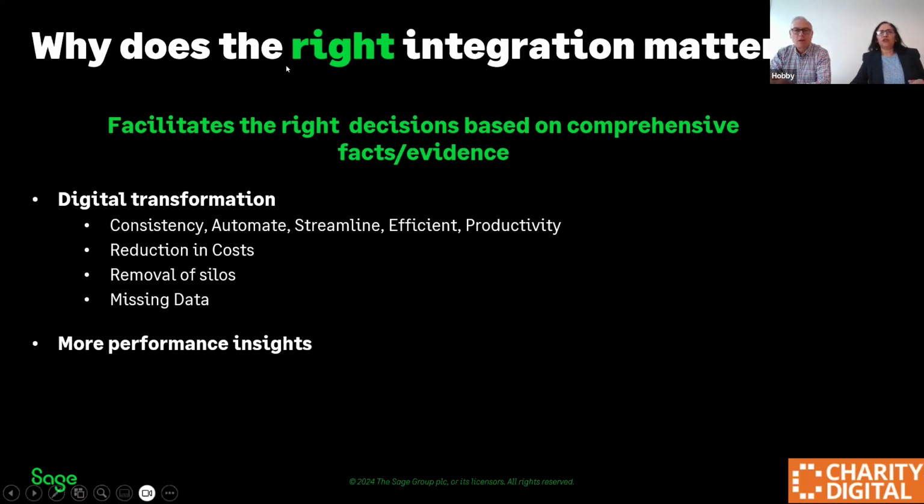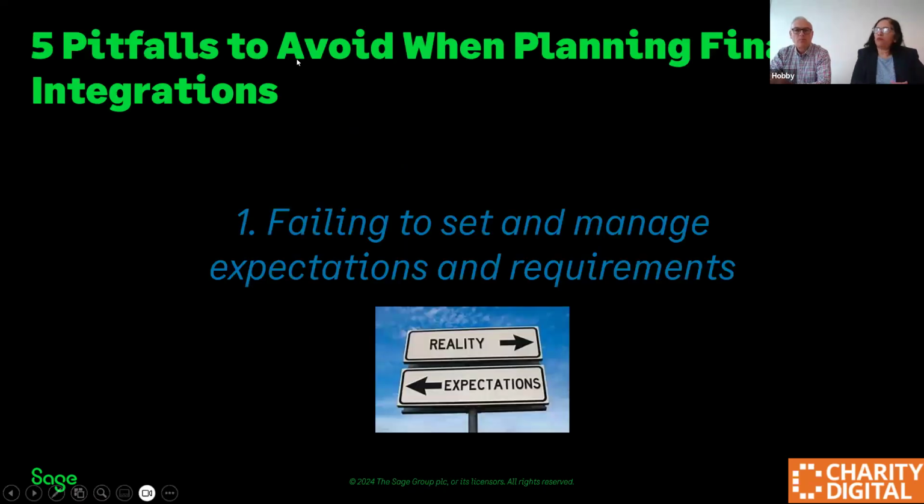Okay, so let's start looking at some of the pitfalls to consider when thinking about planning financial integration. One of the first pitfalls, again, is about failing to set and manage expectations and requirements. So one of the things I want to do is we're going to put out a poll that you can just answer in the background to talk about whether you as an organisation have a trading arm, because that also is going to lead to why we're asking this question in the integration forum.